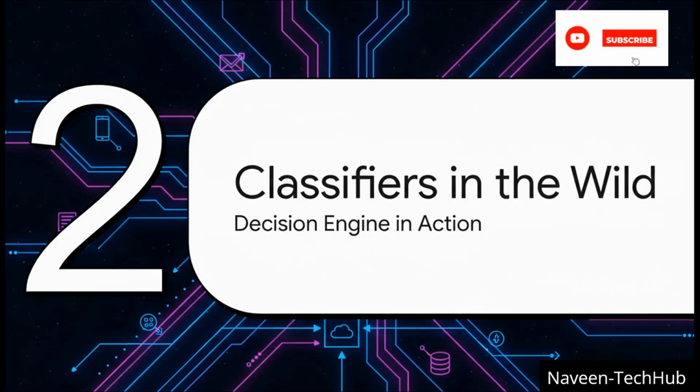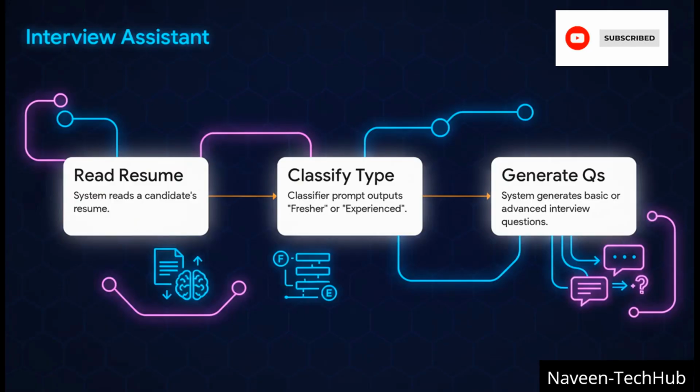All right, theory is one thing, but let's see how this decision engine actually performs out in the wild. I'm going to show you a couple of real-world examples that'll make this whole concept click. First up, imagine a smart interview prep assistant. So you upload your resume. The very first thing the system does is use a classifier prompt.